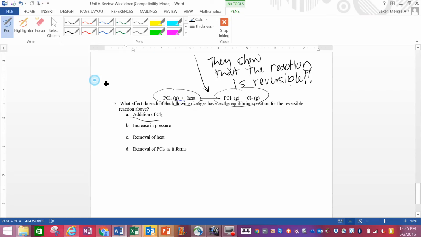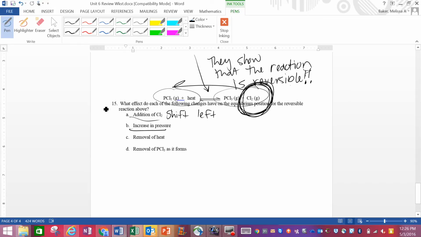So for example, let's look at letter A together. If you add a whole bunch of Cl2, all of a sudden this reaction is going to try and get rid of it because everything wants to balance out. It's like, oh my goodness, we got to get rid of this. So it will shift left is the wording that we use for that. It will start producing more reactants.